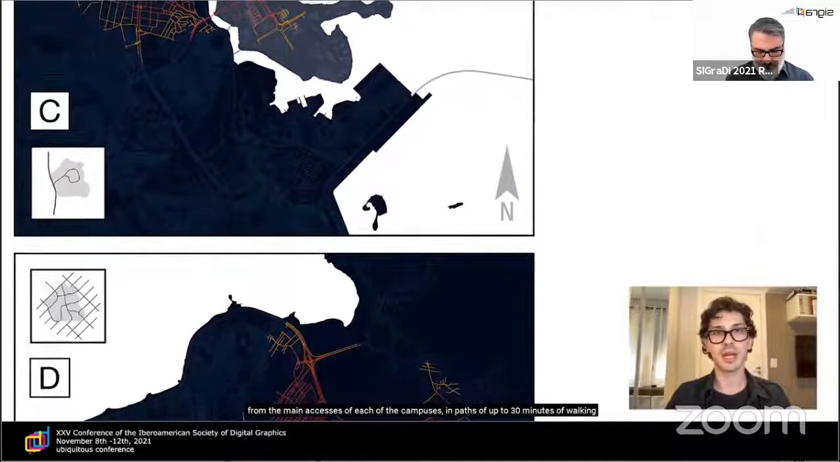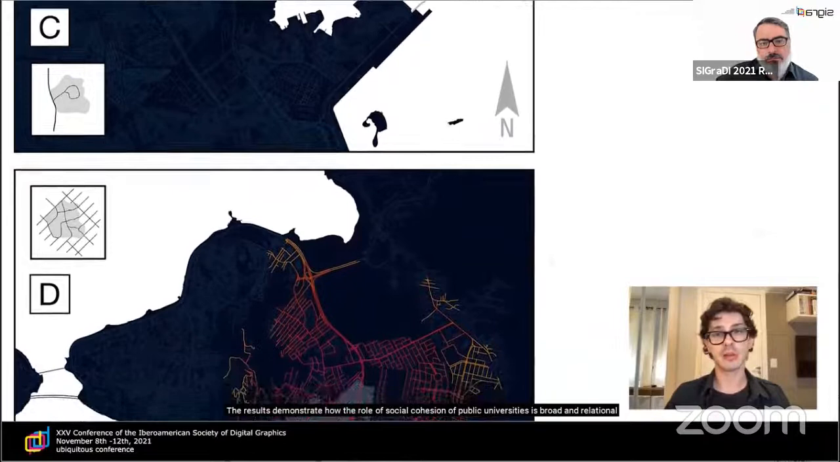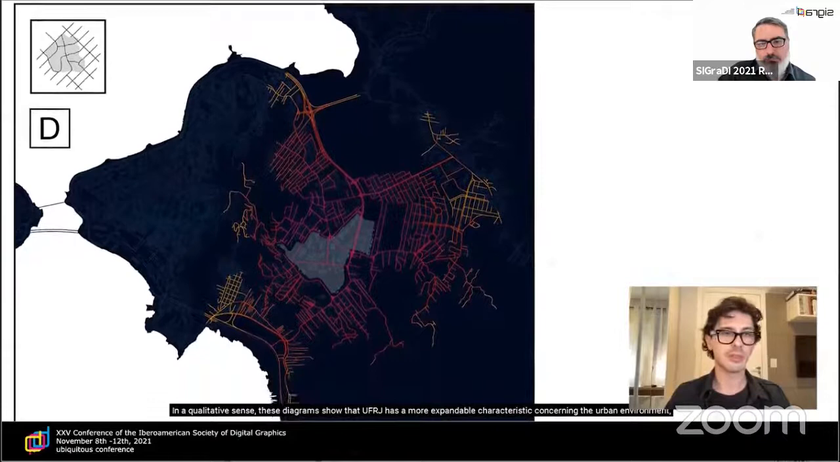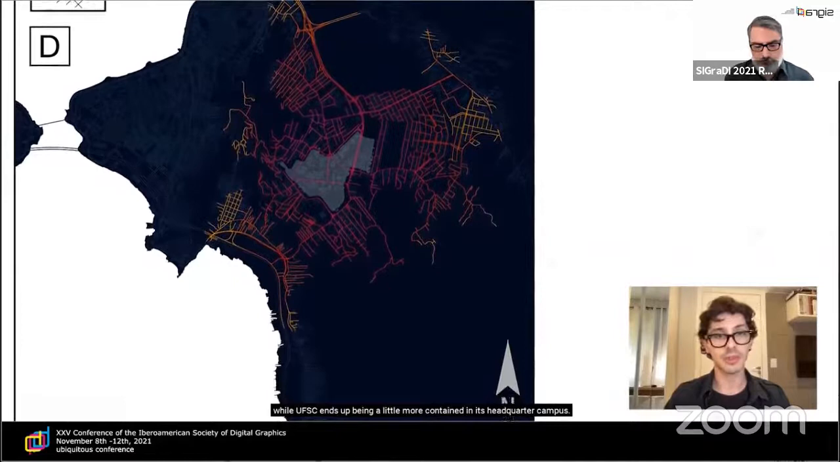Os resultados demonstram como o papel de coesão social das universidades públicas é amplo e relacional, visto que, além da provisão educacional dos estudantes, elas atuam na interação comunitária com a cidade. No sentido qualitativo, esses diagramas demonstram que a UFRJ tem uma característica mais expansiva em relação ao meio urbano, ao passo que a UFSC acaba sendo um pouco mais contida em seu campus sede.